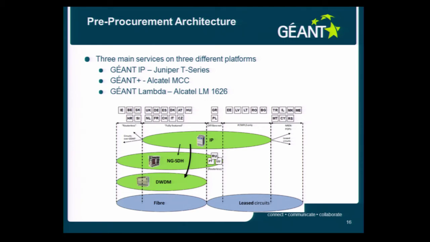This is the architecture that was in 2011. This is how we used to deliver the services. So Giant IP layer on Juniper T series, that was the IP service. The routers were not deployed in all the POPs, only in some POPs, which are shown here. Then we had Giant Plus service, which was delivered on Alcatel MCC, as I said before, which was also not in all the POPs, just some POPs, and it's here.